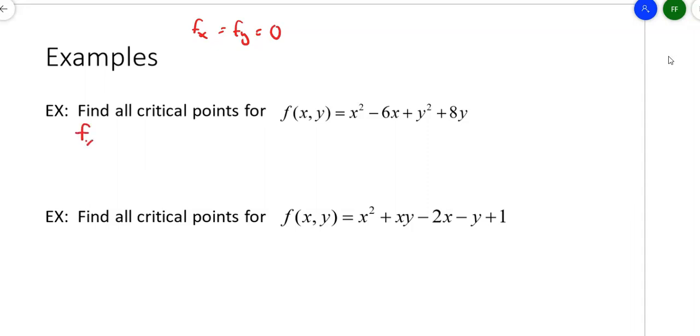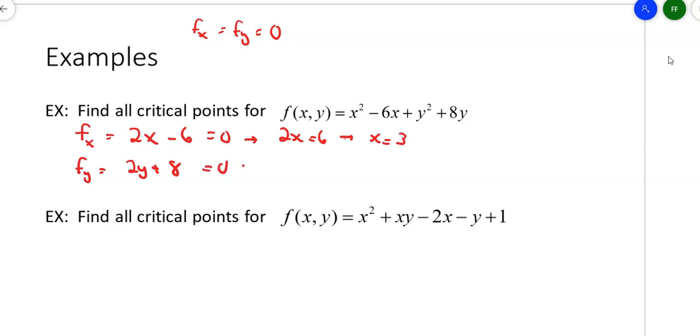Let's first find the first derivative with respect to x. That will give me 2x minus 6. And then the partial with respect to y will give me 2y plus 8. I want to find out where these values are equal to 0. So in the first line, that happens when 2x is equal to 6, or when x is equal to 3. In the second line, that happens when 2y is equal to negative 8, or y is equal to negative 4. So the critical point is (3, negative 4). That's the place where it happens.